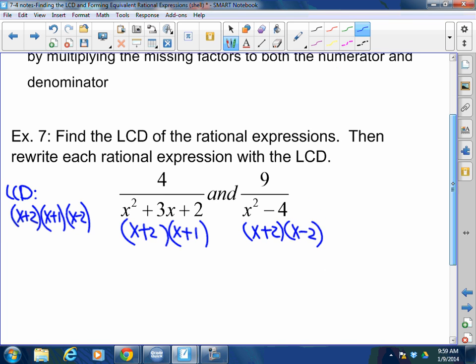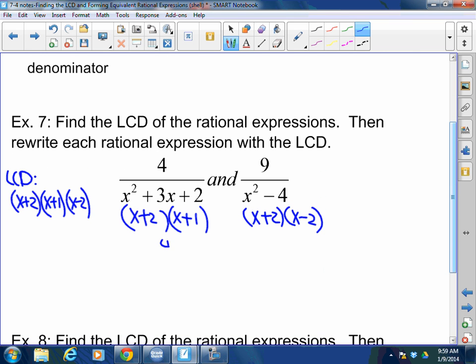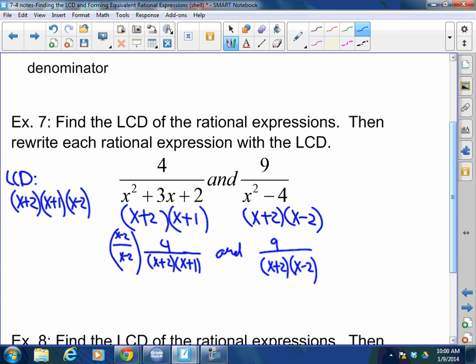So, what do I have here? I have this 4 over this x plus 2 times x plus 1. What must I multiply to top and bottom to give me the LCD? An x minus 2. Okay, and then over here, I have 9, x plus 2, x minus 2. What do I have to multiply to the numerator and denominator there to get my LCD? An x plus 1. I'm going to stop there for a second. Does everyone see where this has been flowing now? Talk to me.